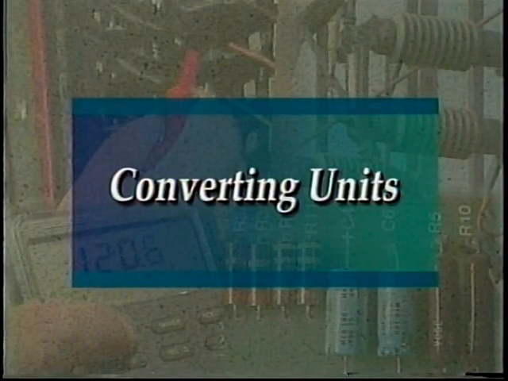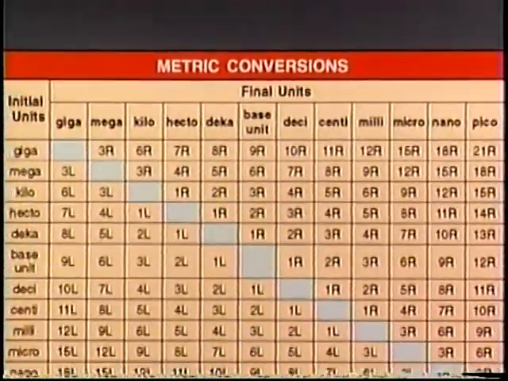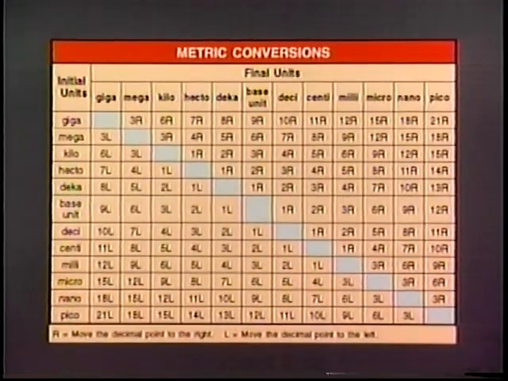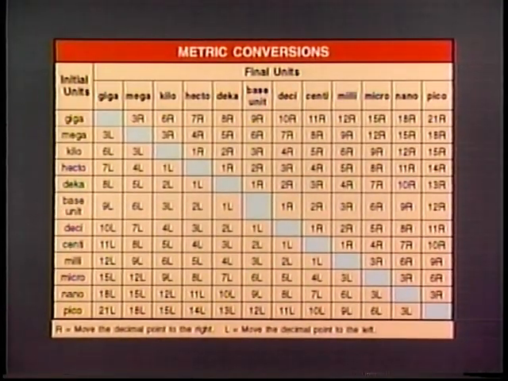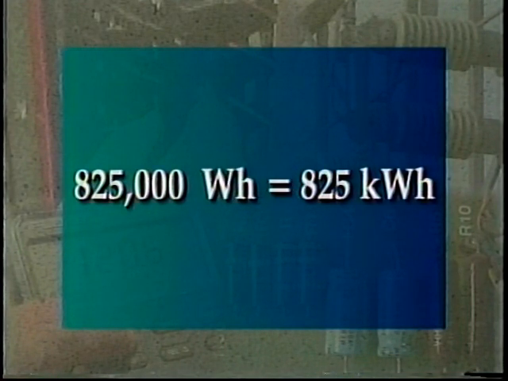Converting units. To convert a base unit number that does not include a prefix to a unit that includes a prefix, the decimal point in the base unit number is moved to the left or right and a prefix is added. For example, to convert the base number 825,000 watt-hours on an electric bill to kilowatt-hours, the decimal point is moved 3 places to the left and the prefix kilo is added to the number. Thus, 825,000 watt-hours is equal to 825 kilowatt-hours.